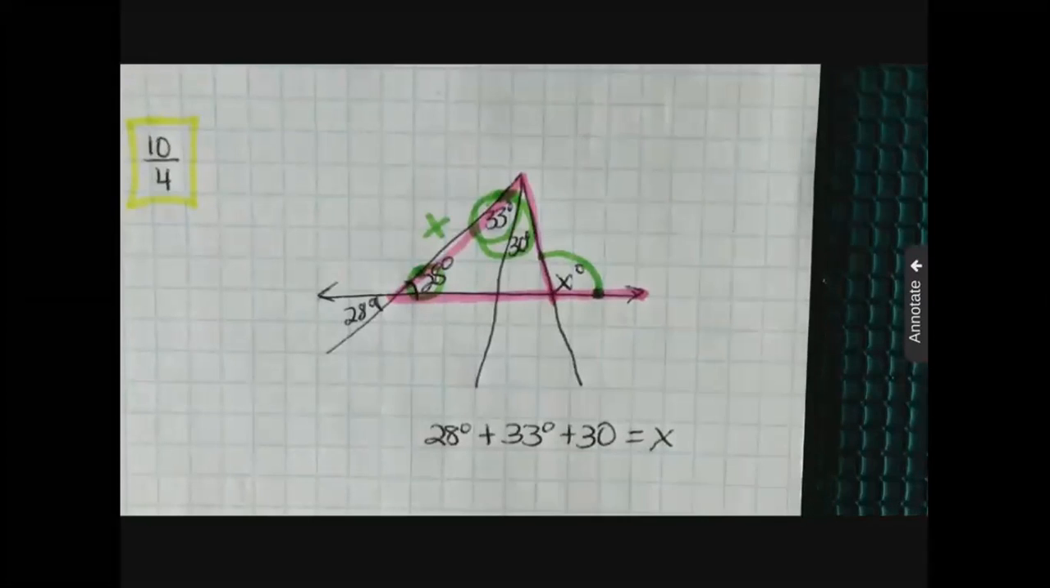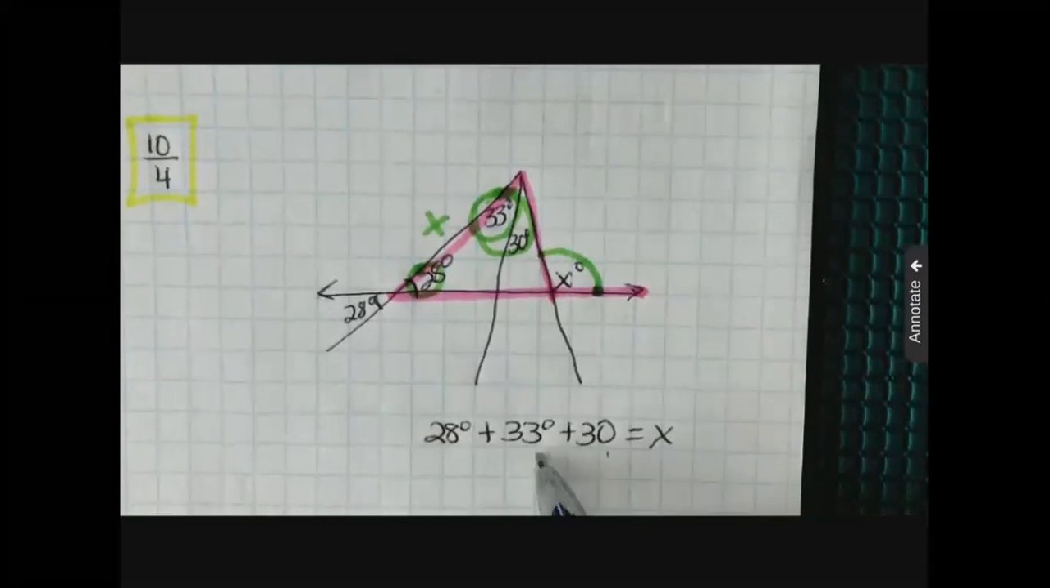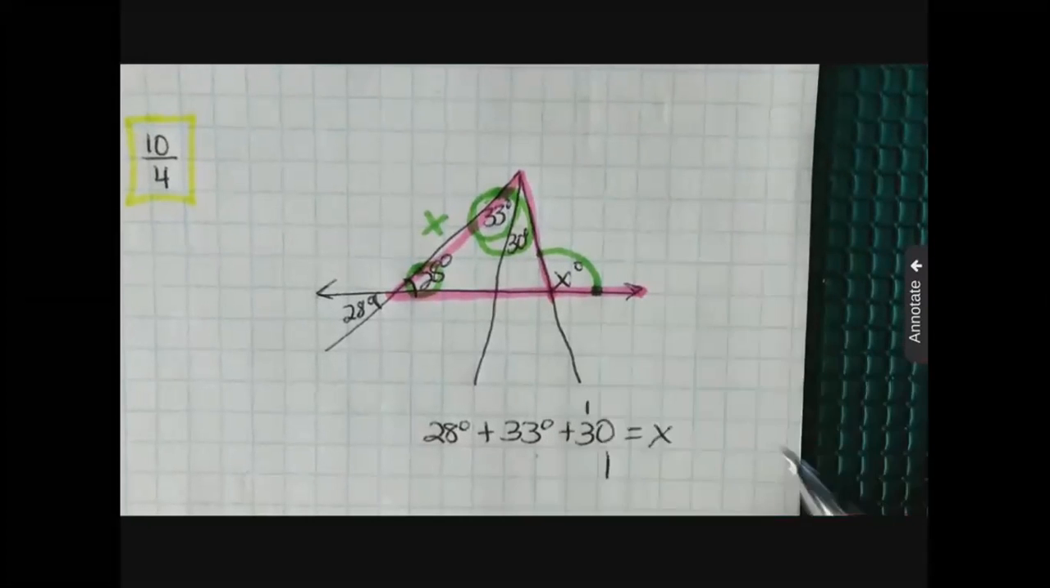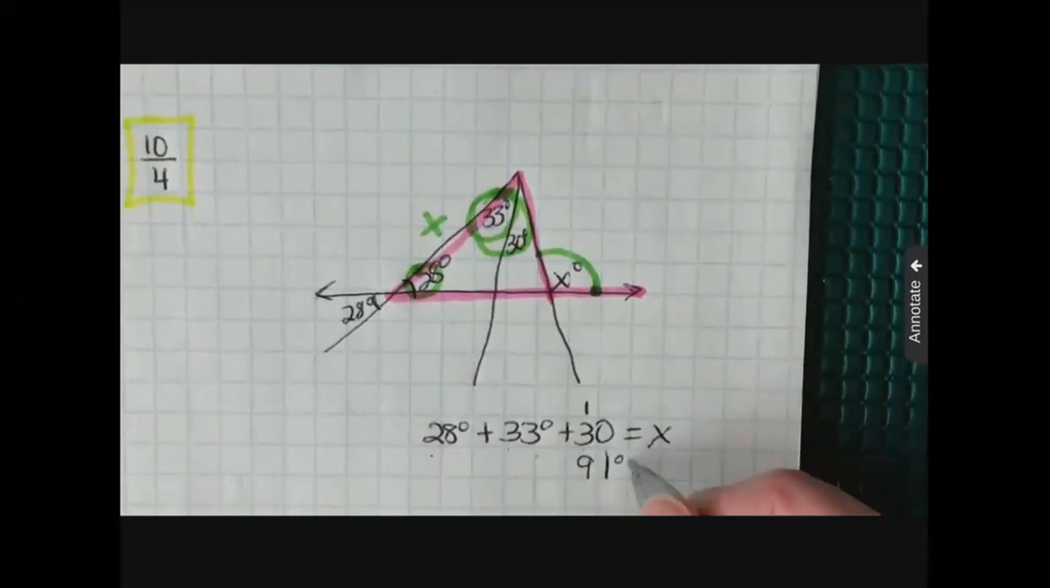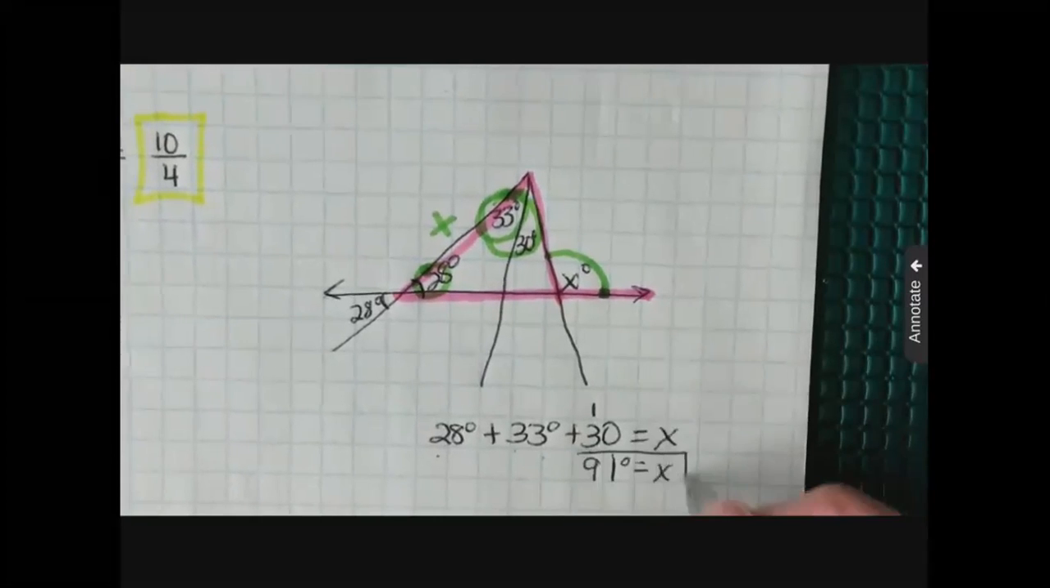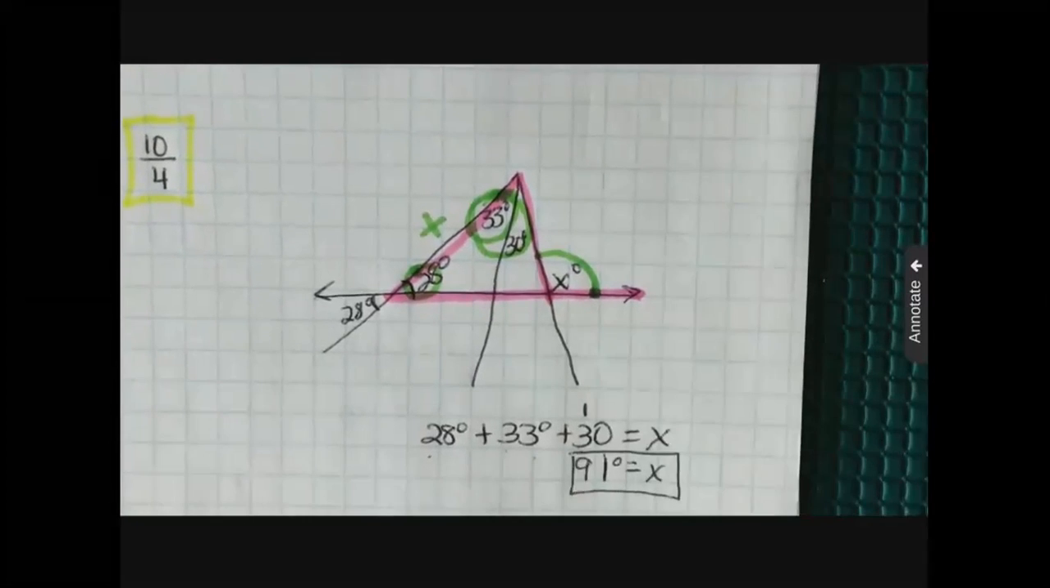So then you just add them together. 0 plus 3 is 3, plus 8 is 11. I'm going to carry my 1. 1 plus 3 is 4, plus 3 is 7, 8, 9. So x is equal to 91 degrees.